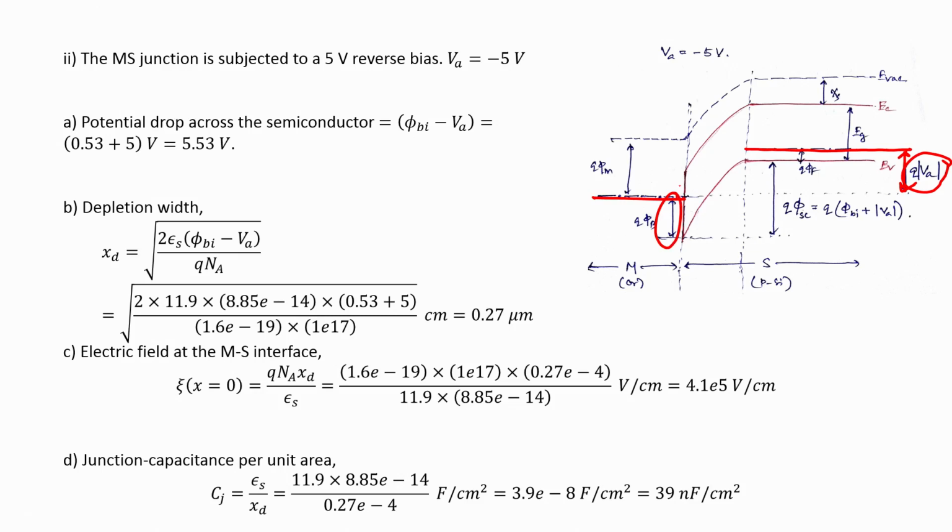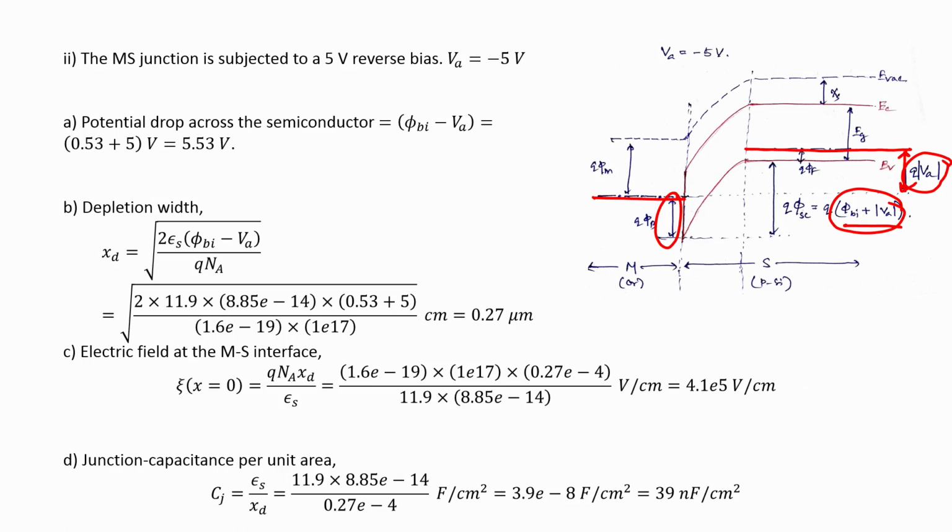What will change is effectively the height of the potential that is seen by the electron when it is trying to move from the semiconductor to the metal. That is the built-in potential, which was the barrier in thermal equilibrium. The built-in potential itself will not change, but effectively the electron will see phi Bi plus the magnitude of Va, the applied bias. This is the resultant voltage observed by the electron when it tries to move from the semiconductor to the metal.